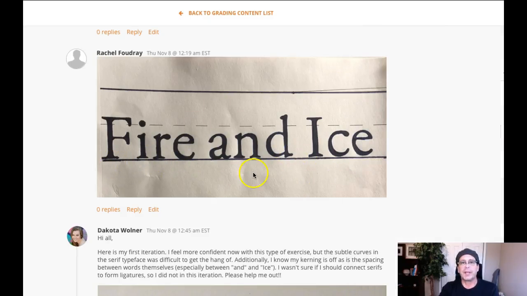Also, the way they're sitting on the baseline is inconsistent. We can see the I is much higher on the baseline than the R or the E. Okay, and then also that D is way above the baseline as well. So you'll want to watch that. The C and the E are also a little bit above the baseline. Try to show overshoot on the baseline in your letter forms. I think that's really going to be effective as well.